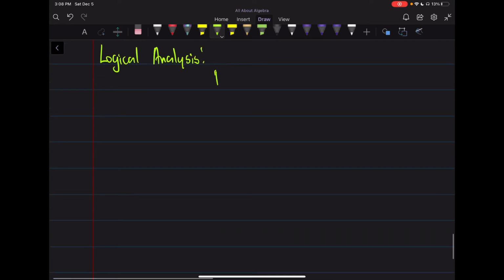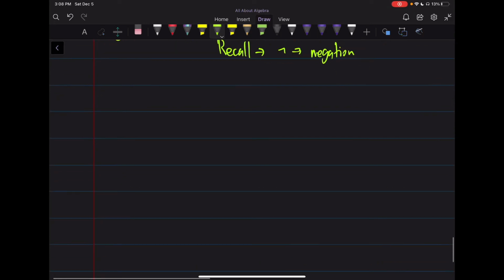So recall, this is negation, right? We discussed negation. Now, I'm going to go over conjunction and disjunction and truth tables in this class, and then next class we'll move more into implications and if and only if, because those are a little bit more complicated and those require a little bit more time.